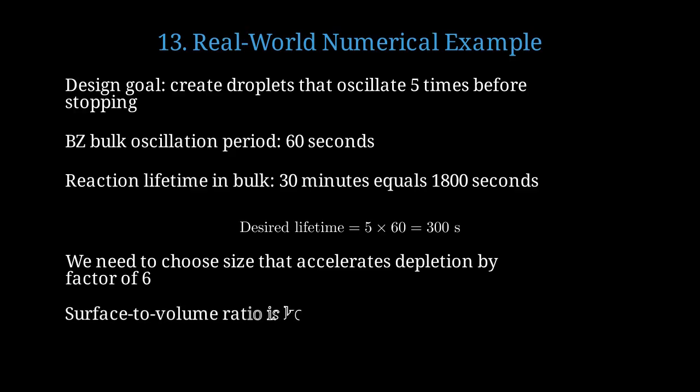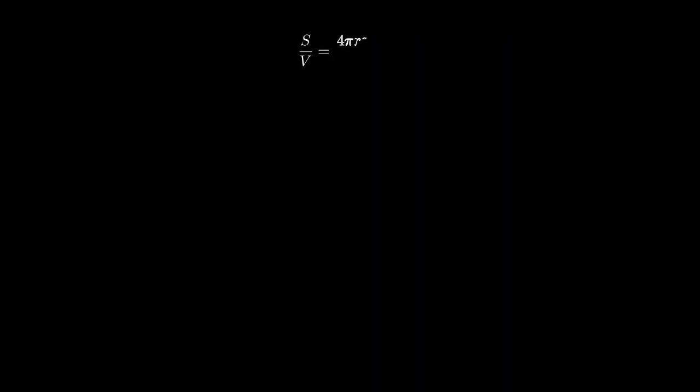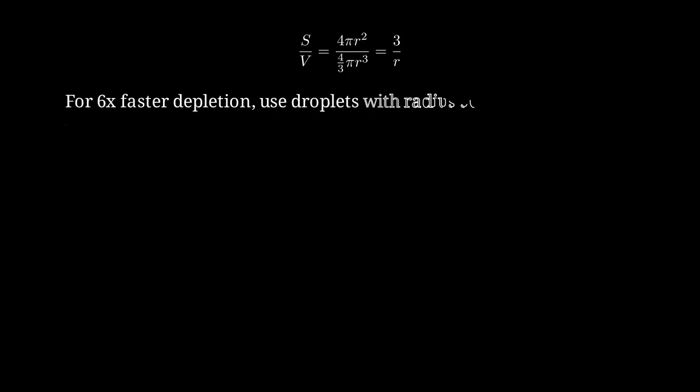The surface-to-volume ratio is the key parameter controlling reactant loss rate. Surface-to-volume ratio equals 3 over R, so it increases as droplets get smaller. To achieve 6 times faster depletion through surface loss, use droplets with approximately 50 micrometer radius. Therefore, a diameter of 100 micrometers should give us the desired 5 oscillation lifetime.